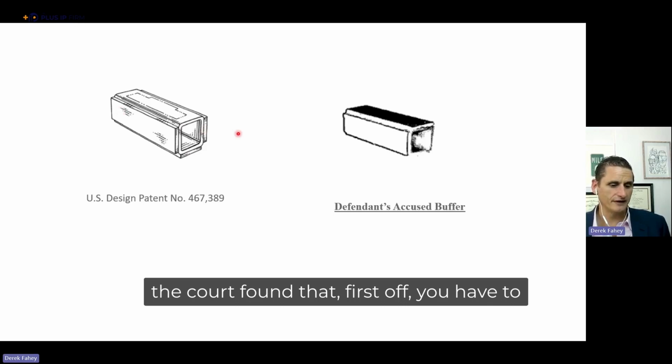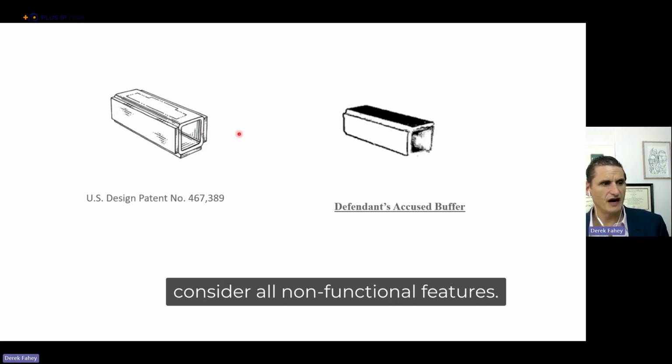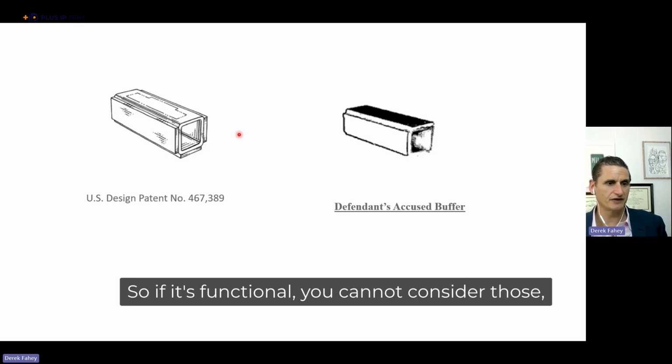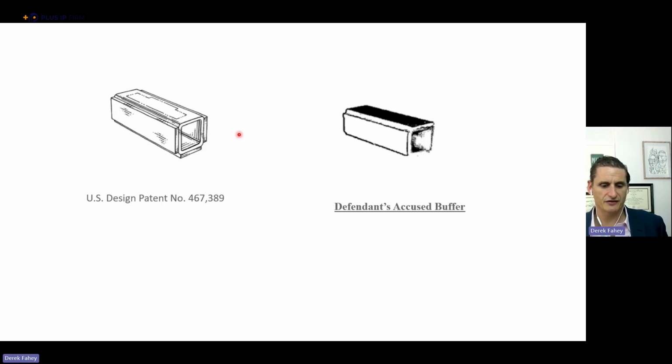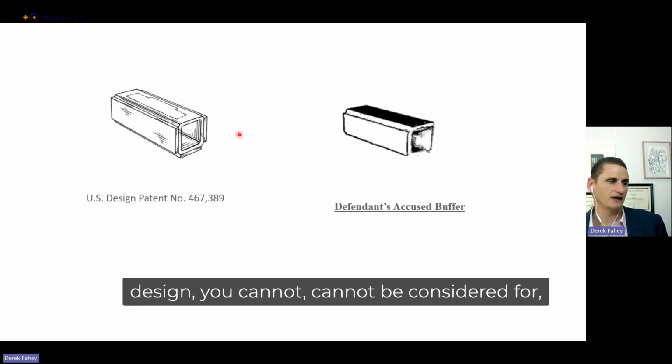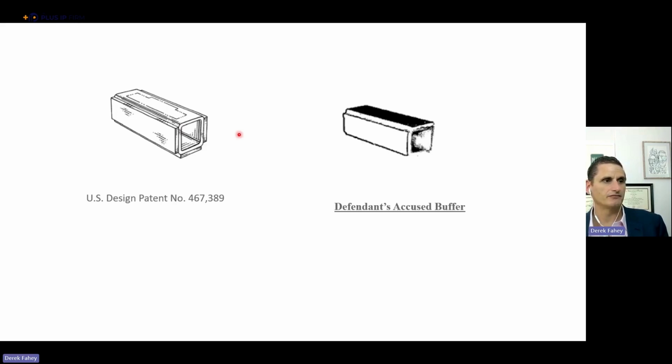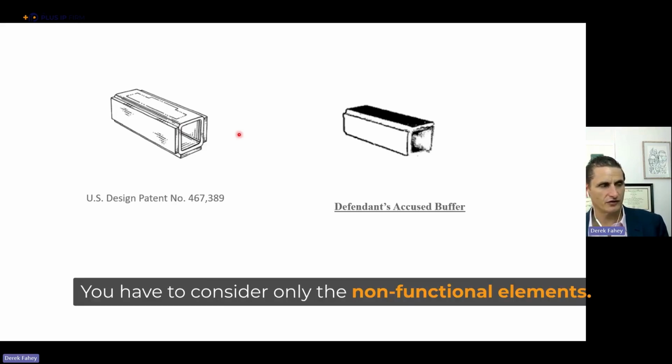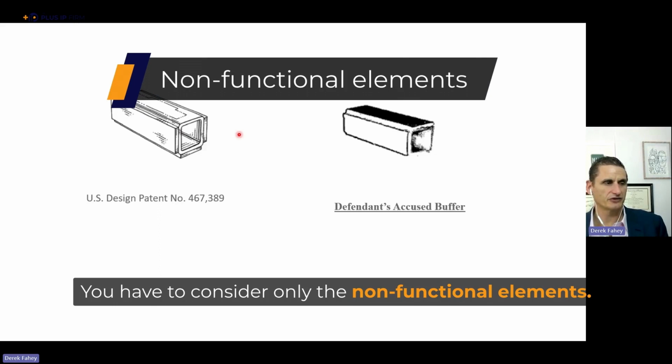And the court found that, first off, you have to consider all non-functional features. So if it's functional, you cannot consider those elements. Any functional aspects of your design cannot be considered for design patent infringement. You have to consider only the non-functional elements.